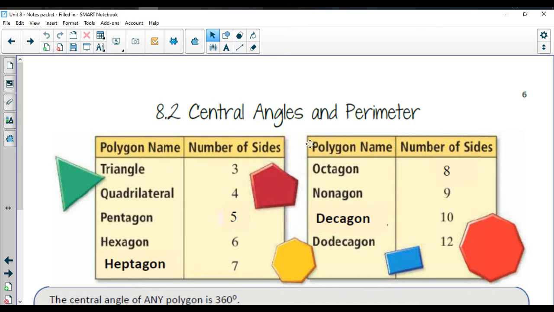All right, lesson 8.2 is about central angles and perimeter. We're starting in your notes packet on page number 6. We're going to first just go over some names of some different polygons so that you know what they are, and you can use this as a reference page for yourself.